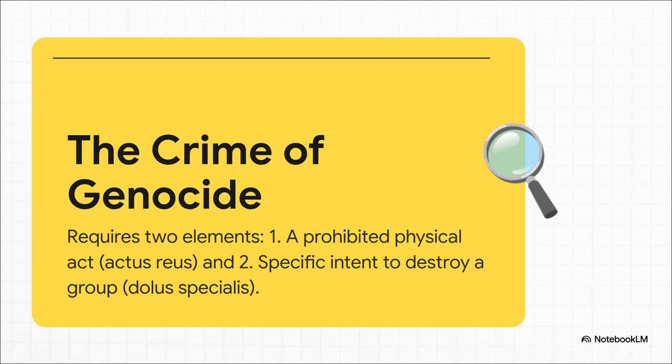Okay, this is absolutely crucial. To prove genocide in a court of law, you need 2 key ingredients. First, you need the physical act itself, the what. The legal term for this is actus reus. But that's not enough. You also need the specific intent to destroy a group, the why. And that's called dolus specialis. Both have to be there.